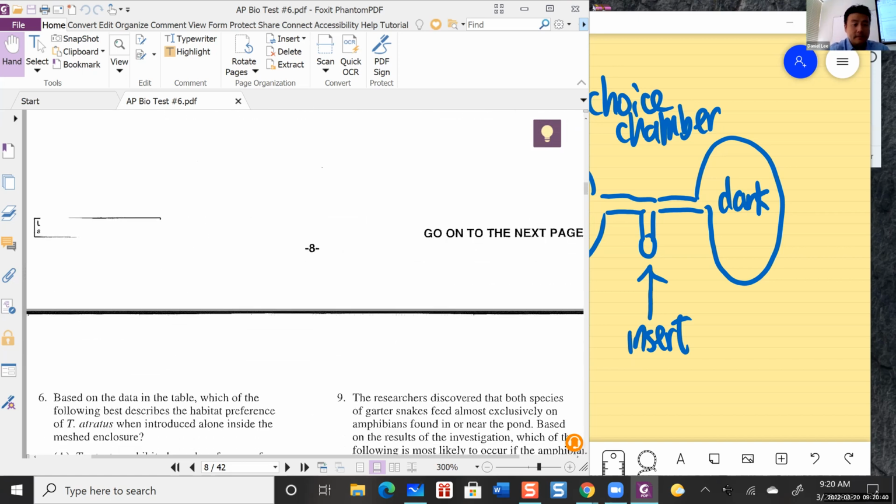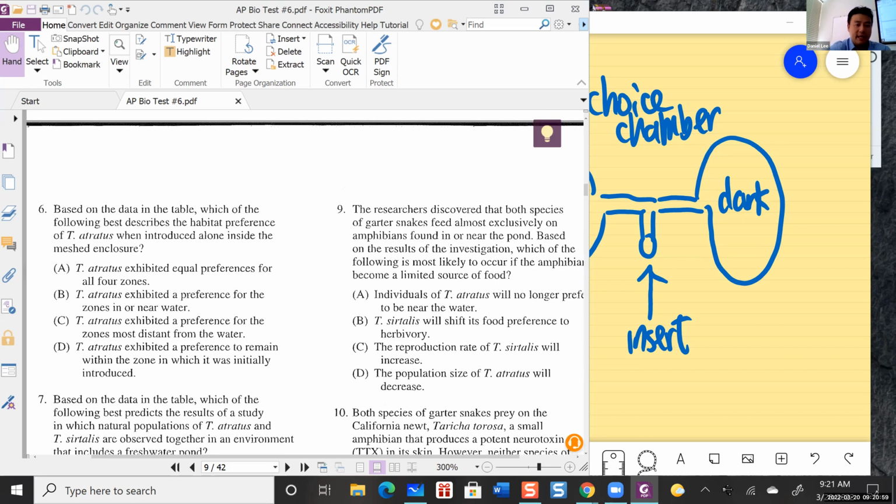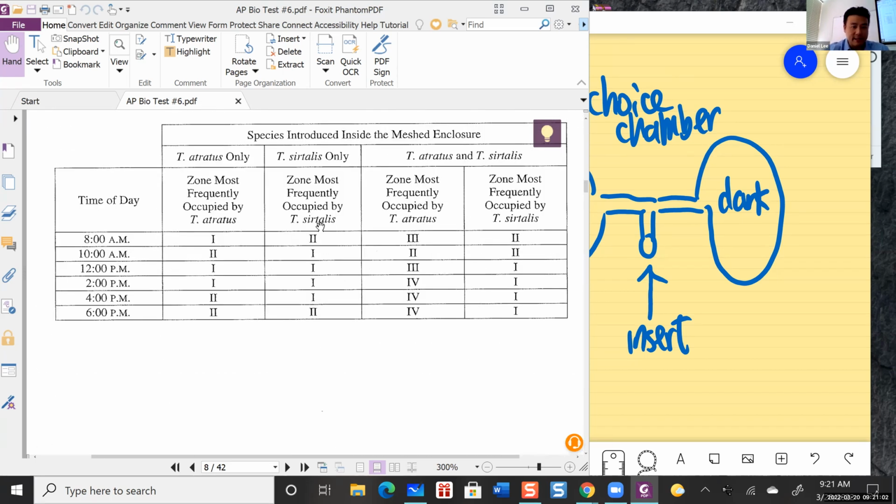With that in mind, let's look at number 6. Based on the data, which of the following best describes the habitat preference of TA when introduced alone? So now, without the other one, well, TA prefers B. Preference for zones in, which is 1, or near water, which is zone 2. So they prefer 1 and 2. And the data is supporting that here in the first column, 1 and 2. So number 6 is easy, just reading off the table.